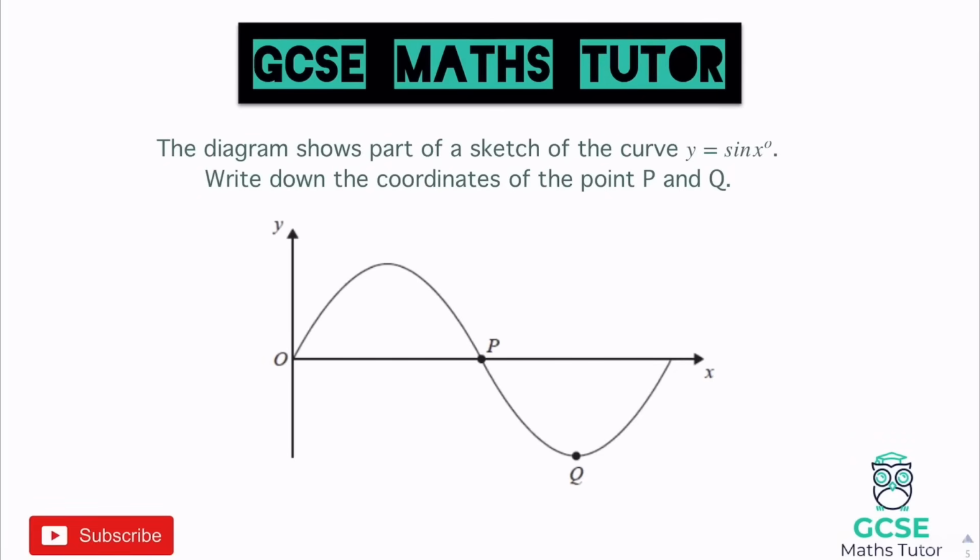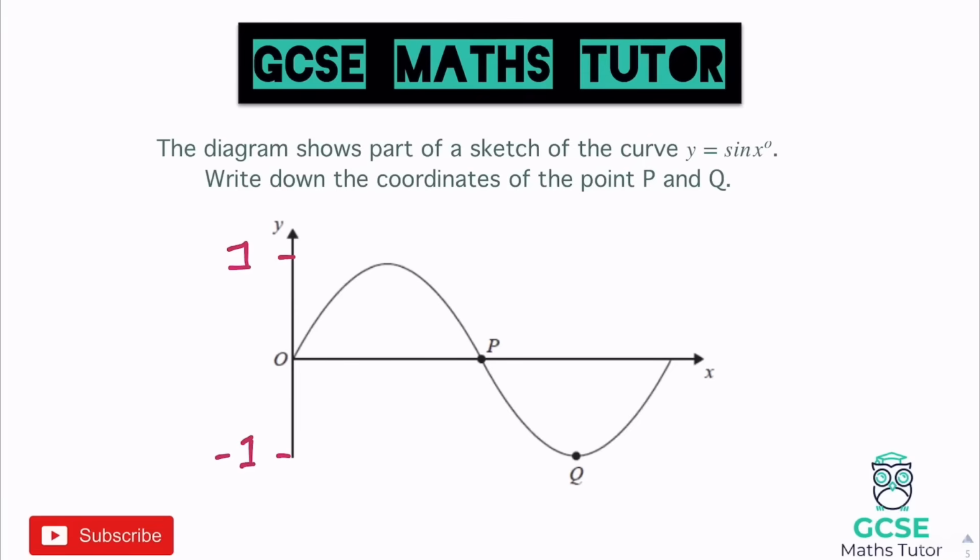Okay, so this question says the diagram shows part of a sketch of the curve y equals sine x. Write down the coordinates of the points P and Q. Now obviously if you know the graph well, we know it fluctuates between 1 and minus 1, so we only have to figure out the x coordinates, okay? We know the y coordinates are going to be in between these.